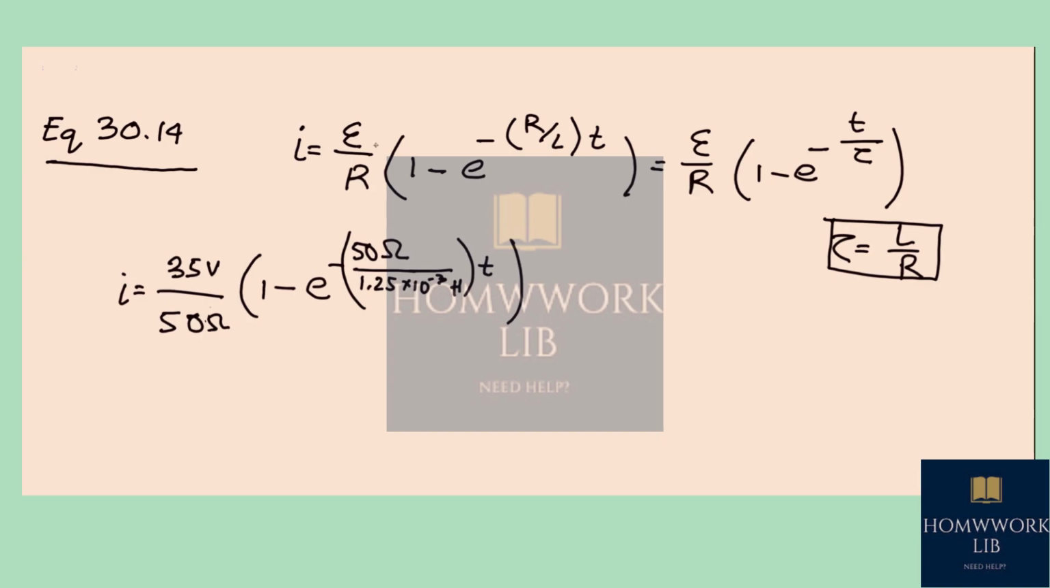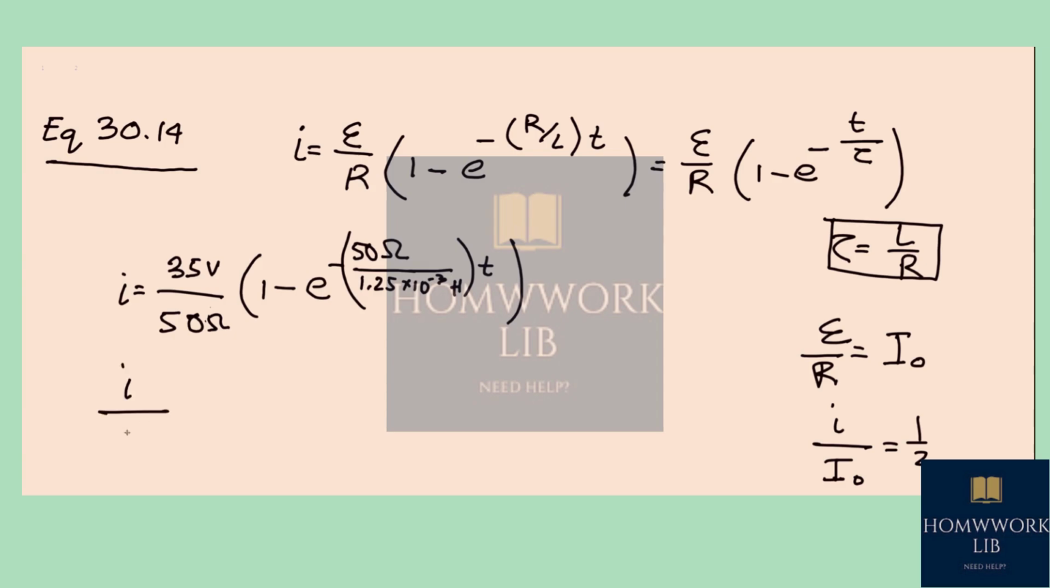Now if we use the given numbers, we end up having this expression. Since we're given that the current should be half of the initial, that means epsilon over R is the initial current. Let's call it big I-O. So we know that the ratio must be half. So I over big I-O must be 1 by 2.